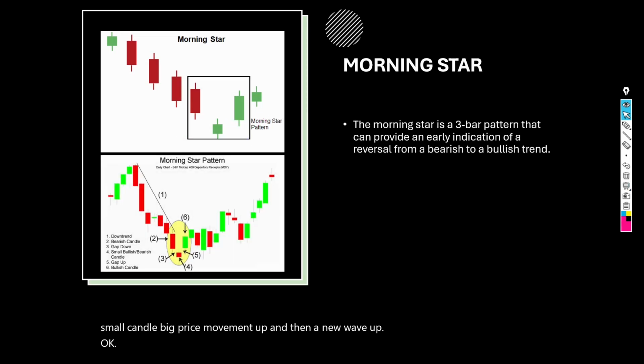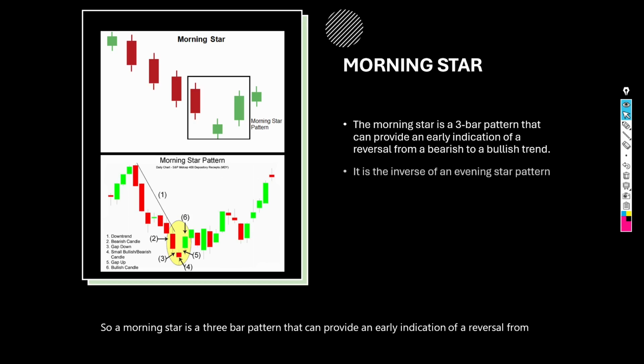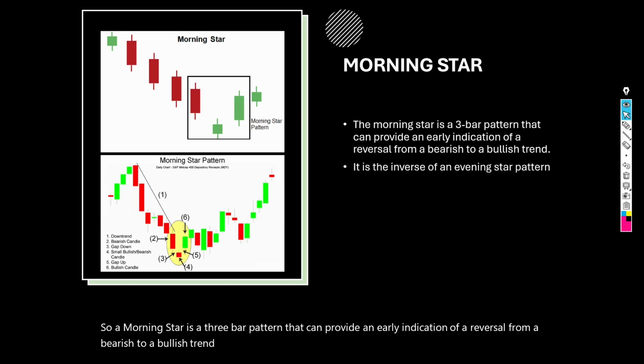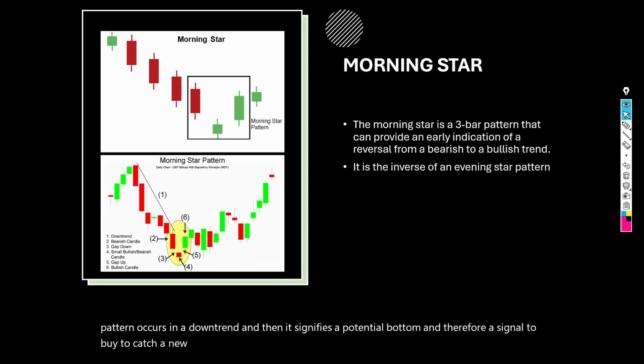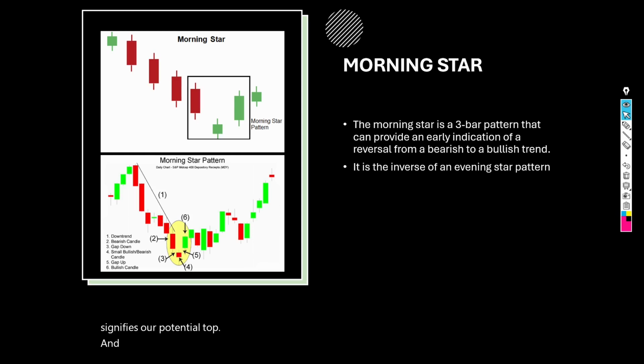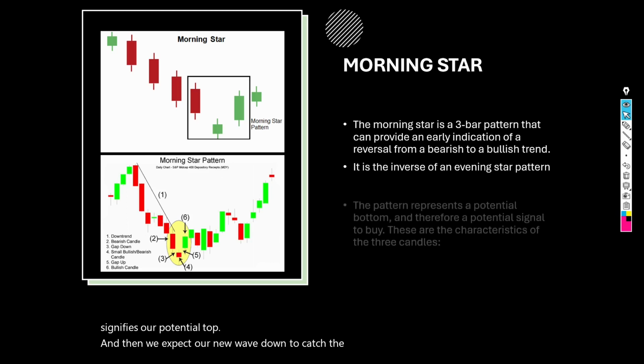So a morning star is a 3-bar pattern that can provide an early indication of a reversal from a bearish to a bullish trend, and it is the inverse of the evening star pattern. A morning star pattern occurs in a downtrend, and it signifies a potential bottom and therefore a signal to buy to catch a new bullish trend, while the evening star pattern occurs in an uptrend, and it signifies a potential top, and then we expect a new wave down to catch the bearish trend.